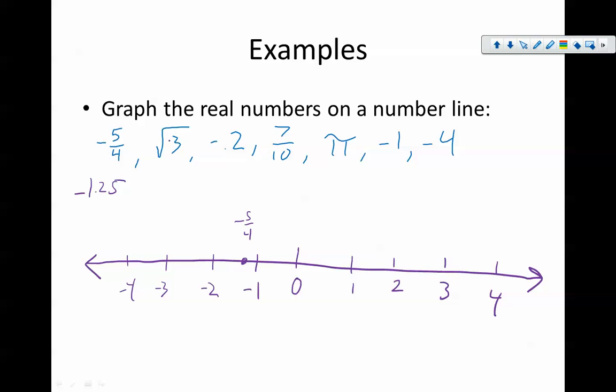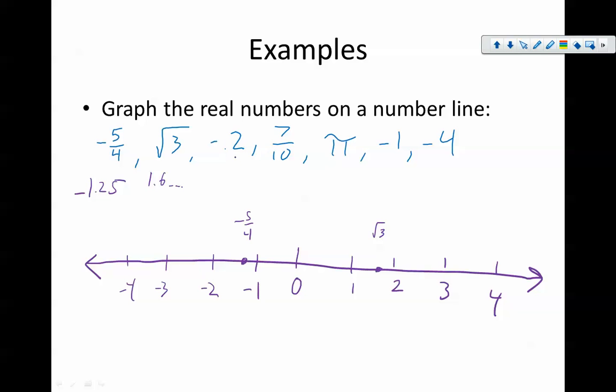What about √3? Well, we know that the square root of 4 is 2, so it's got to be less than 2. But I know that the square root of 1 is 1, so it's got to be bigger than 1. So it's somewhere in between 1 and 2, and it's a little bit closer to 2 than 1. So it's going to go right about there. It's like 1.7-something. It's irrational, remember.